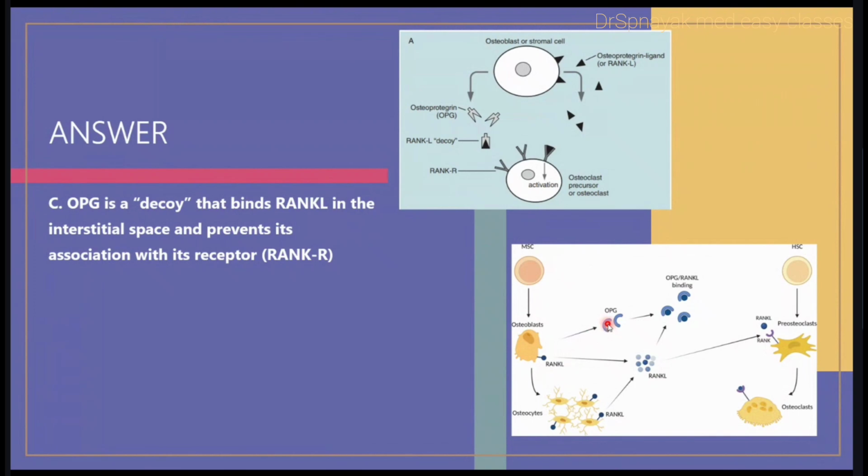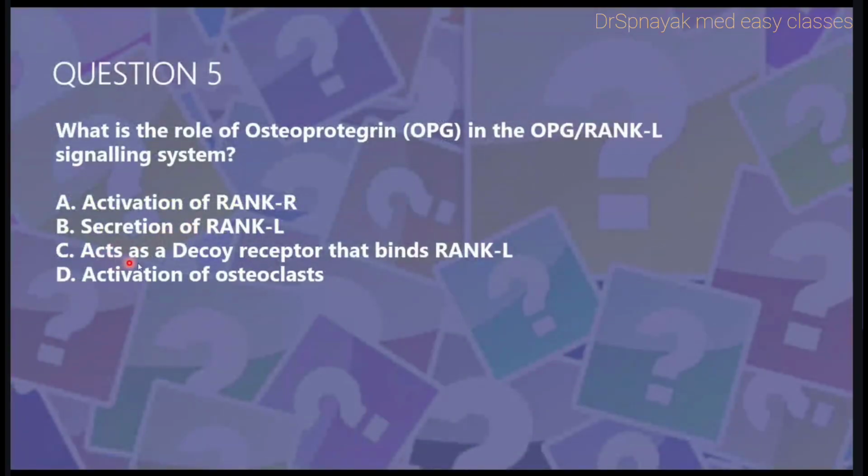But OPG acts as a decoy receptor. RANKL binds on OPG, which makes it less available to bind on RANK, thus reducing the osteoclast activity and reducing the bone resorption. So OPG is a decoy that binds RANKL in the interstitial space and prevents its association with its receptor RANK. So the correct answer would be that it acts as a decoy receptor that binds RANKL.